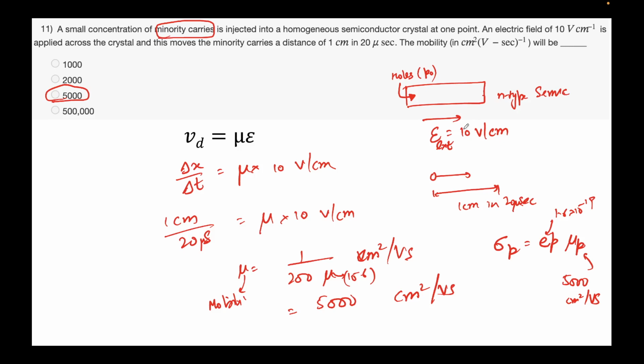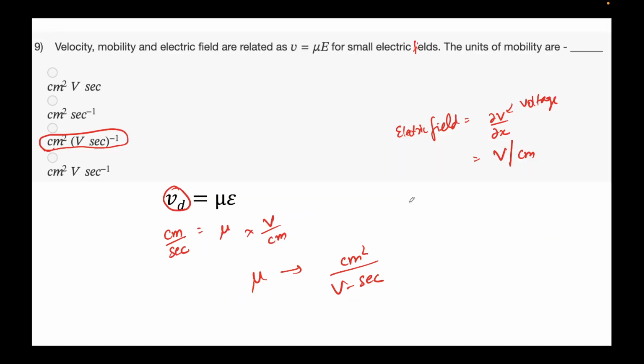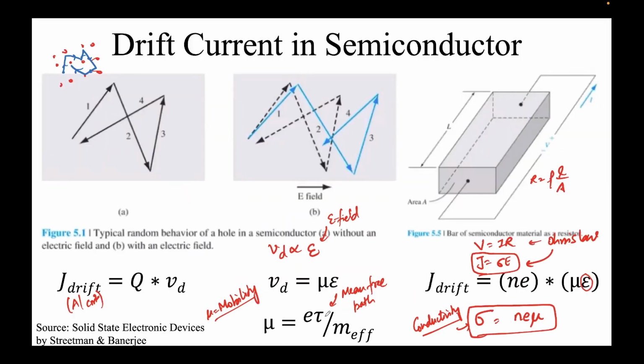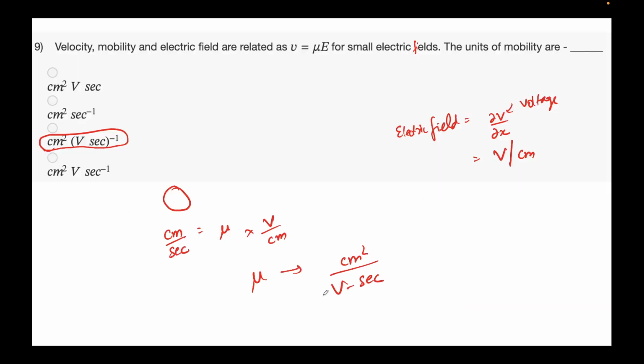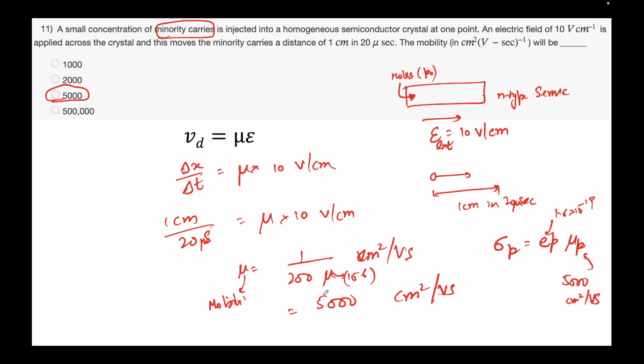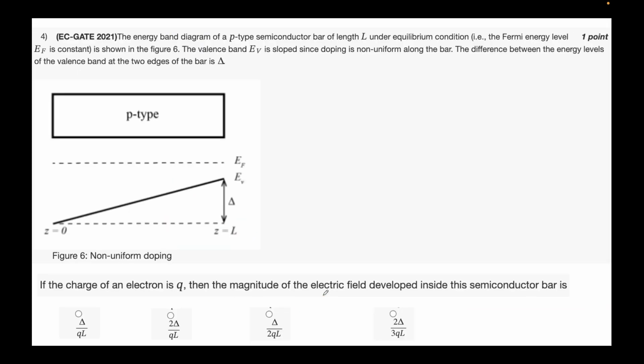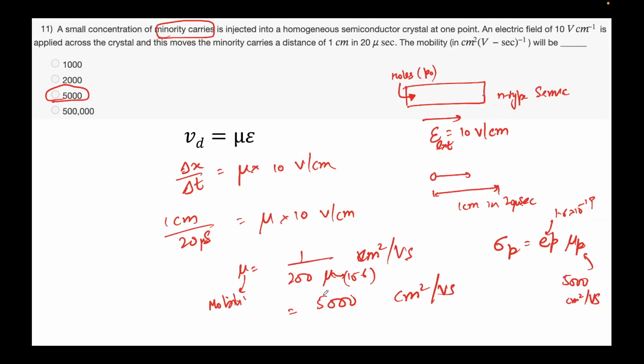And the mobility is inherently related. If you see in here, e tau by m effective, m effective is a material property, tau is also a material property, and e is a universal constant. So mu, or the mobility, is effectively a material property. You cannot tinker too much with it. All right, so I'll pause here. Any doubts or questions regarding the drift current or the phenomena of drift in semiconductors?